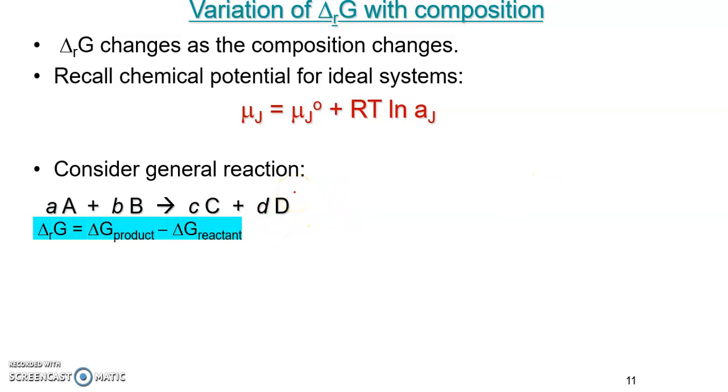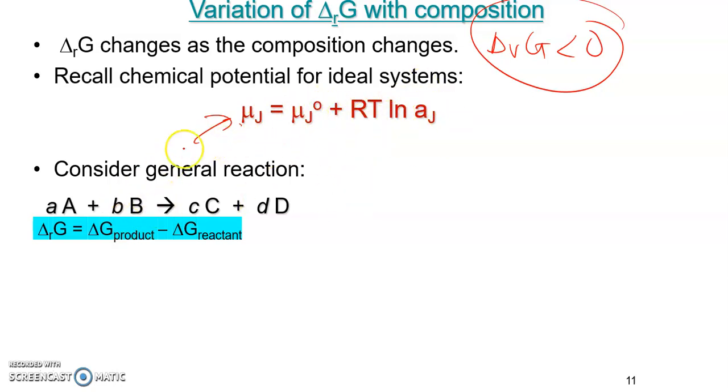So here we will have a slightly different formula, or a different way to derive the delta Rg. However, it still uses the same concept, where delta Rg is less than 0. If we get delta Rg less than 0, we can say that this is spontaneous. So we can recall from our previous lecture that the chemical potential of species J equals mu J naught plus RT ln activity of J.